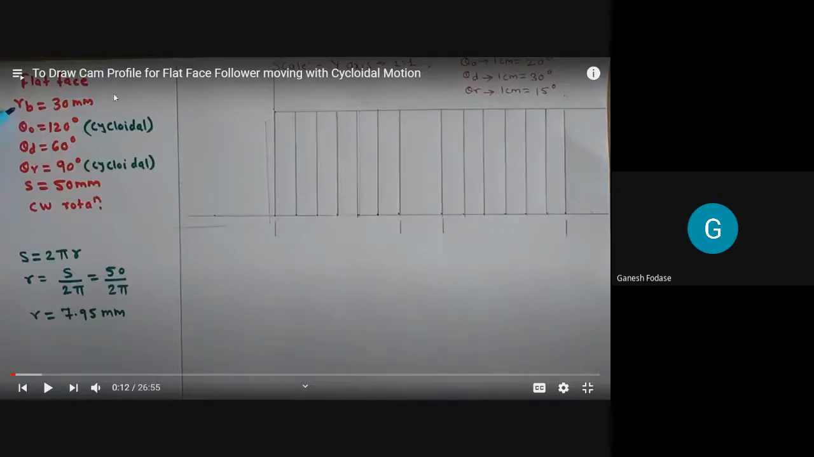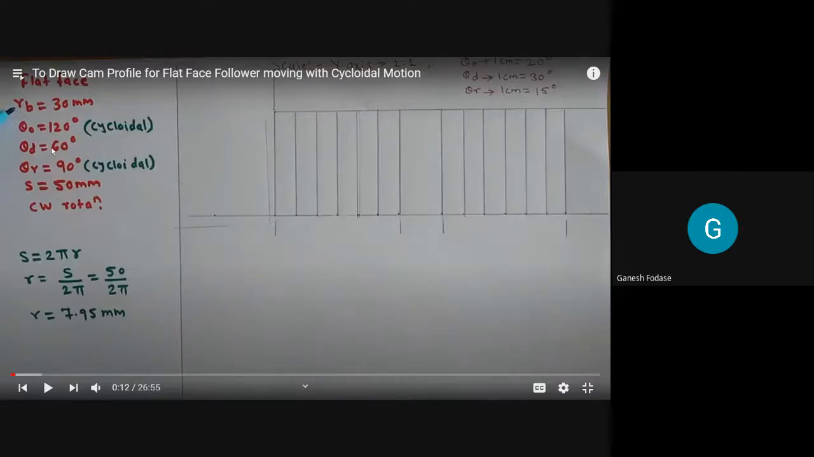Okay, so just see the given data. What is given? A flat face follower is given. For this flat face follower, the base circle radius of the cam is 30 mm. Theta O is equal to 120 degree, and in brackets it is given cycloidal. It means first there is rise, and the angle turned by the cam during rise is 120 degree. After rise there is dwell. The angle turned by the cam during dwell is 60 degree.